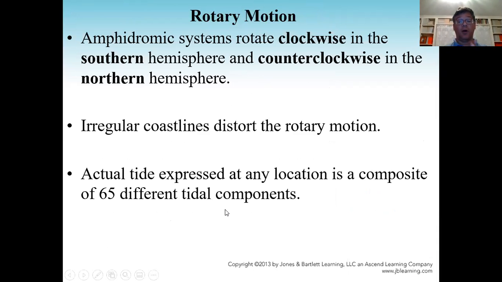Now, even our dynamic model has limits. It is simplified. It turns out with all the interactions between the sun and the moon and the earth, we have 65 different components all adding up to give the actual picture of the tides. We're not going to look at that in detail, but knowing that when you see a tide table, then you're looking at the components, all of those put together.